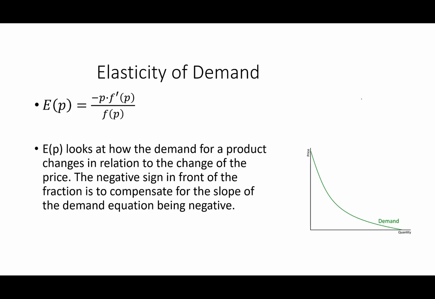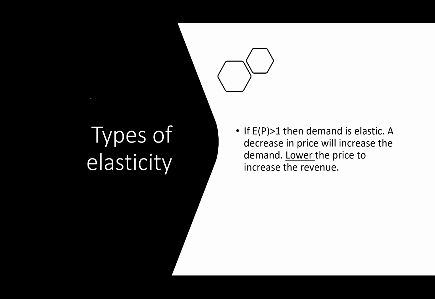The negative P is that price. The negative is there because if you look at this demand, it's going down. If we talk about how it is changing, it's decreasing, which is negative, which is why this negative is in the equation. It's just to counterbalance it and give us positive answers. We will have three types of elasticity. The first one is if E of P is greater than 1, the demand is elastic. A decrease in price will increase the demand. So we want to lower the price to increase the revenue.